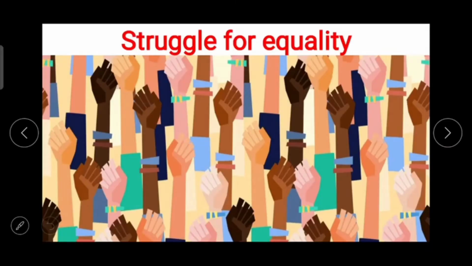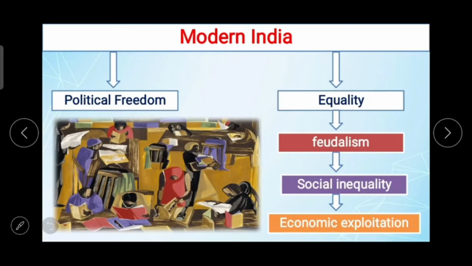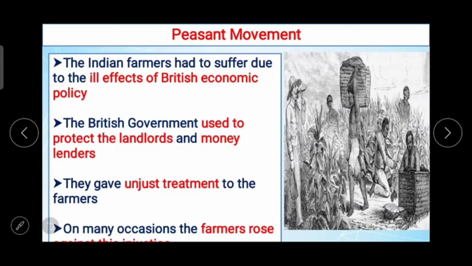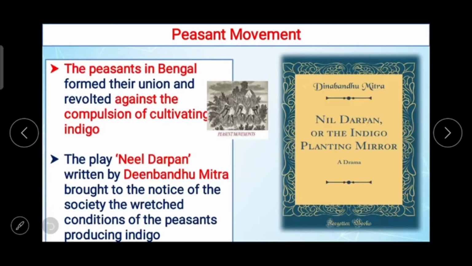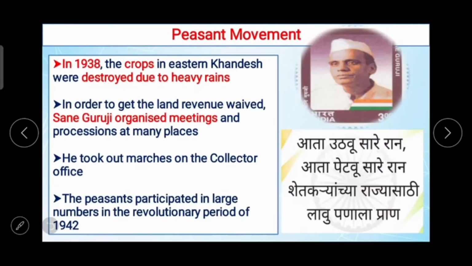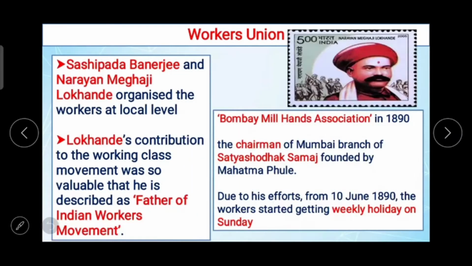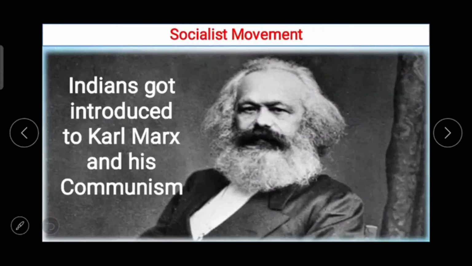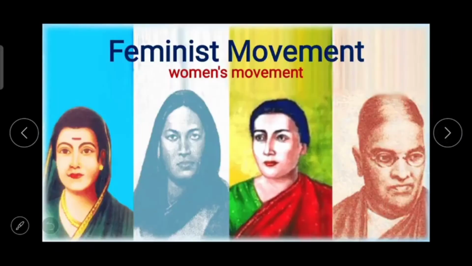My dear students, today in Standard 8th History we will be learning the topic Struggle for Equality. We have already started this topic, and in the first part of this topic we learnt about peasant movement, workers union, socialist movement, and now in today's part we are going to learn about feminist movement and the Dalit movement. On the screen now you can see the slides of our previous part of this lesson: workers union, then the socialist movement, communism of Karl Marx, formation of Communist Party, and now today we are going to start with the point feminist movement.